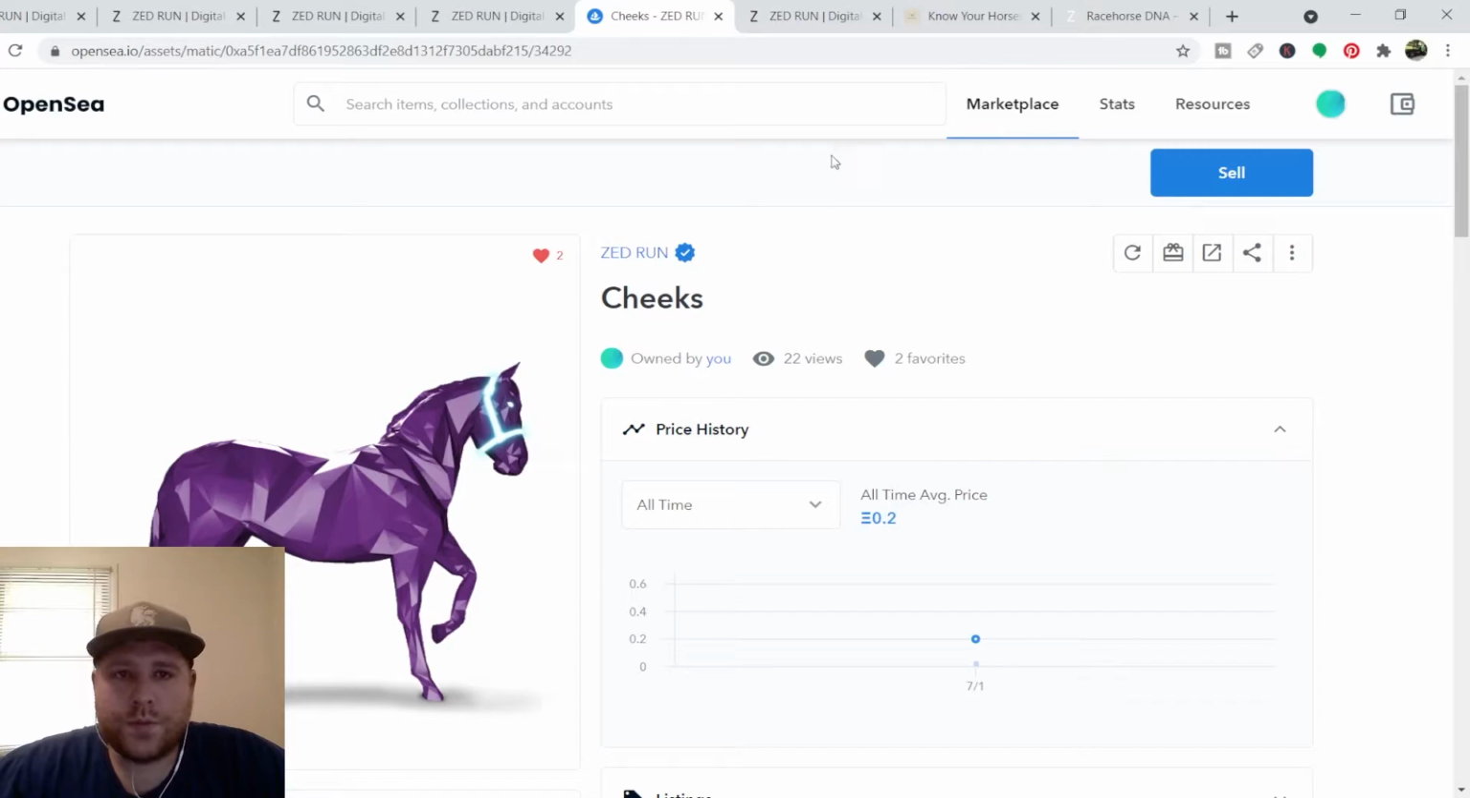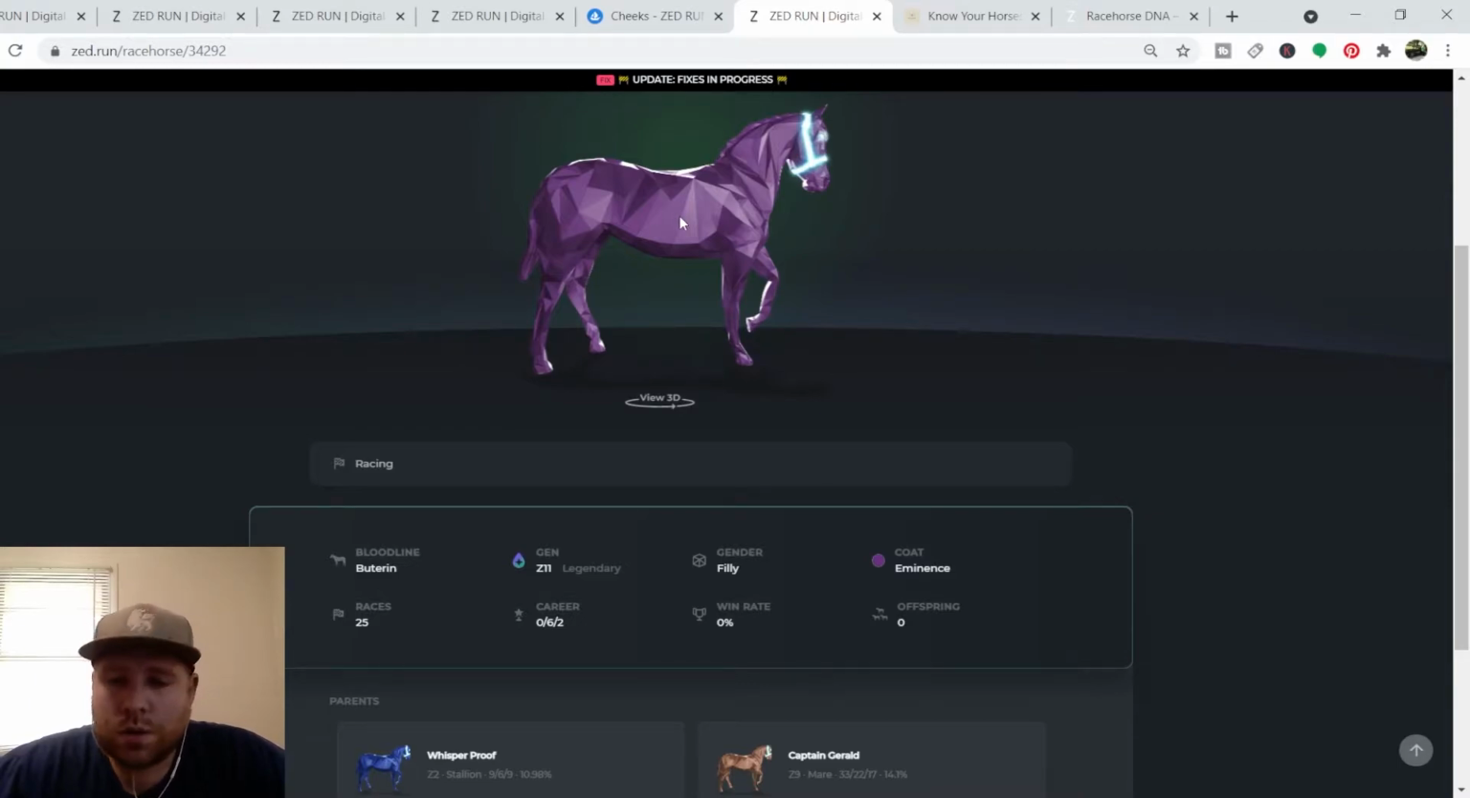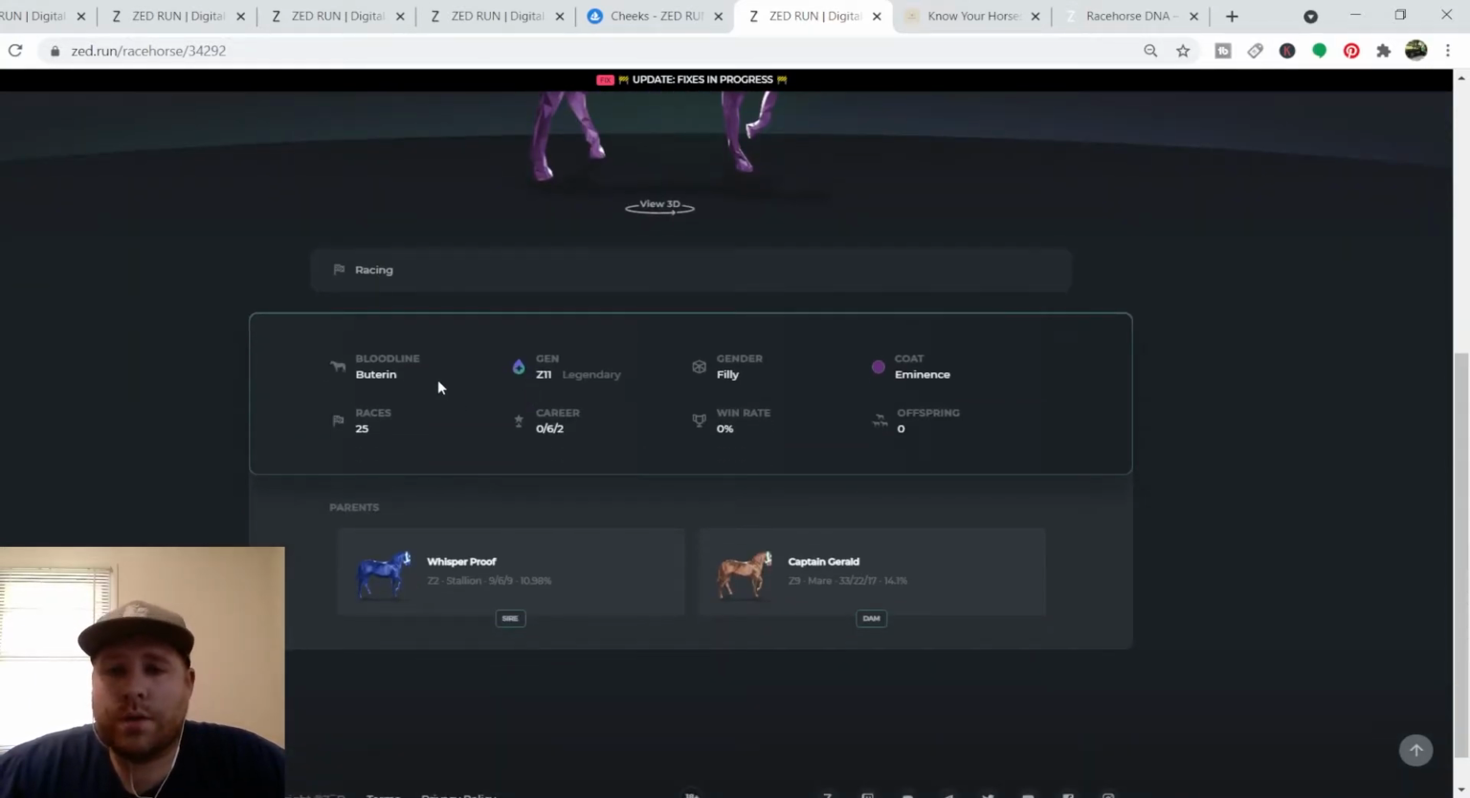Alright, so when you get to Zed Run and you're looking at your horse or another horse, you have your bloodline. Okay, there's 4 different bloodlines: Nakamoto, Zabo, Finney, Buterin. The 4 bloodlines is linked to the purity of the racehorse. We don't know what that means.